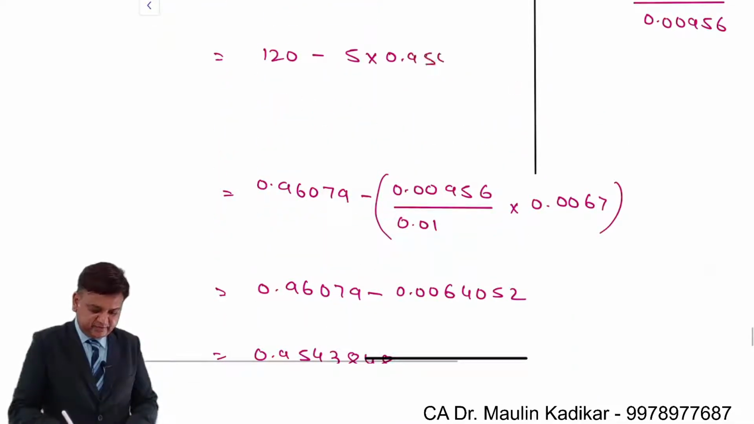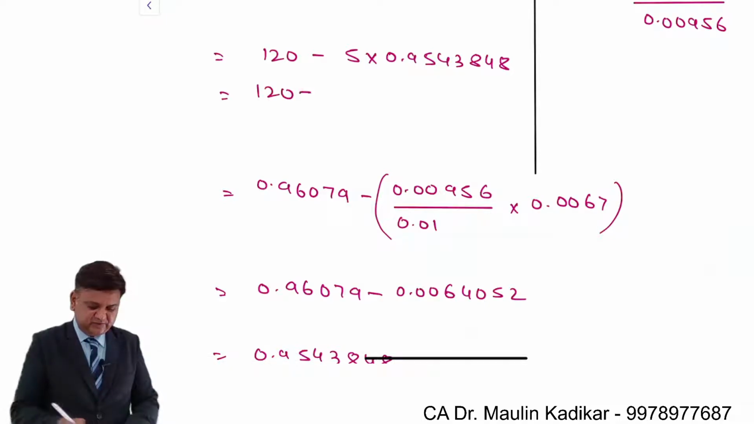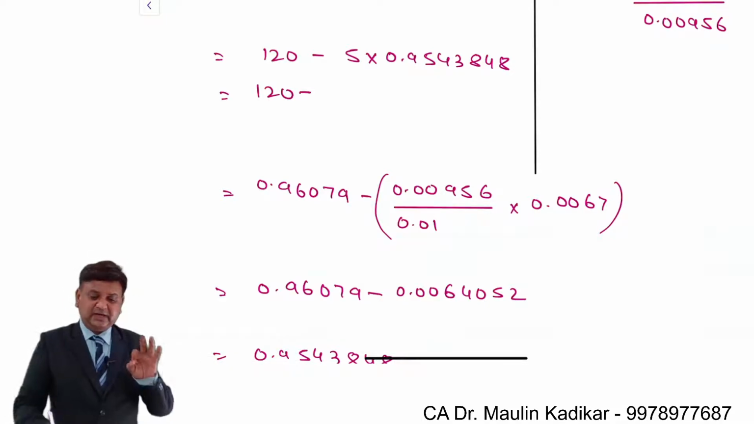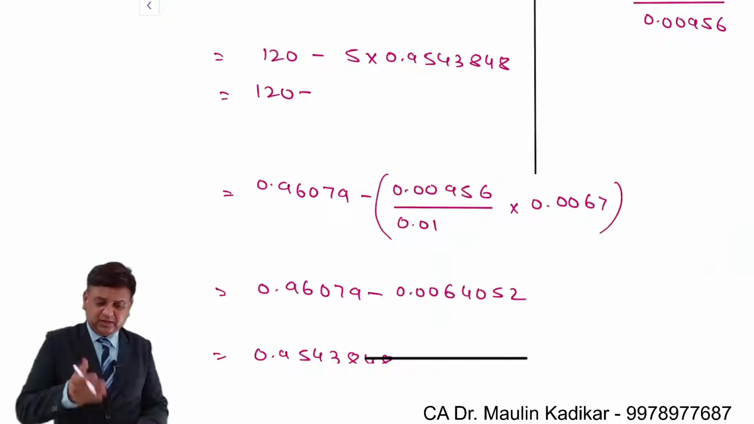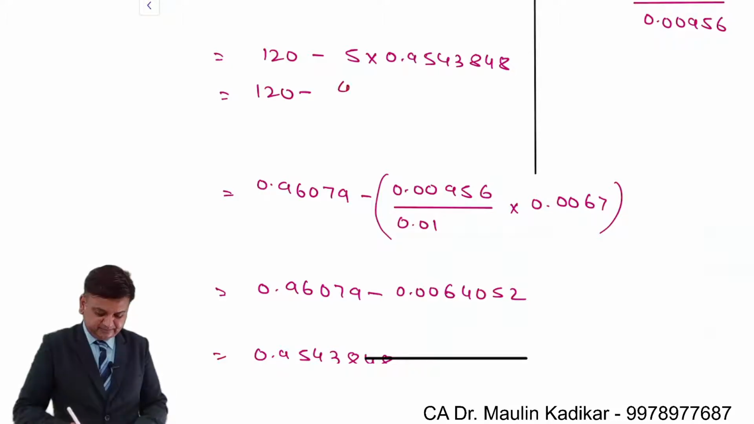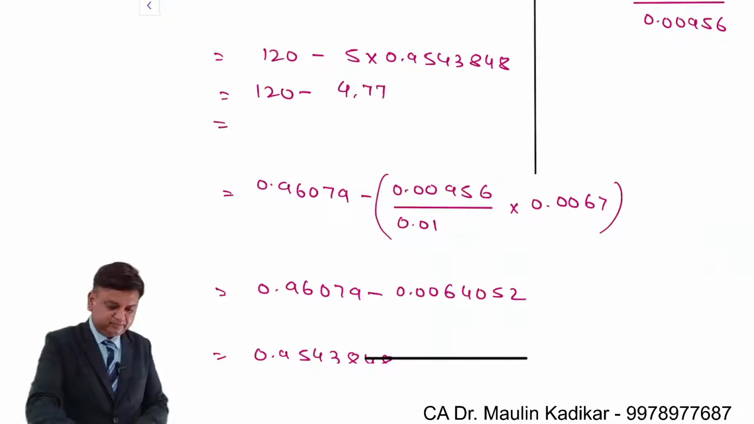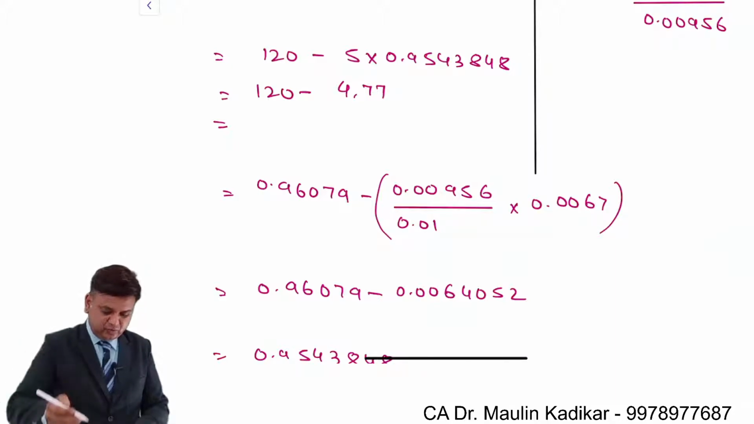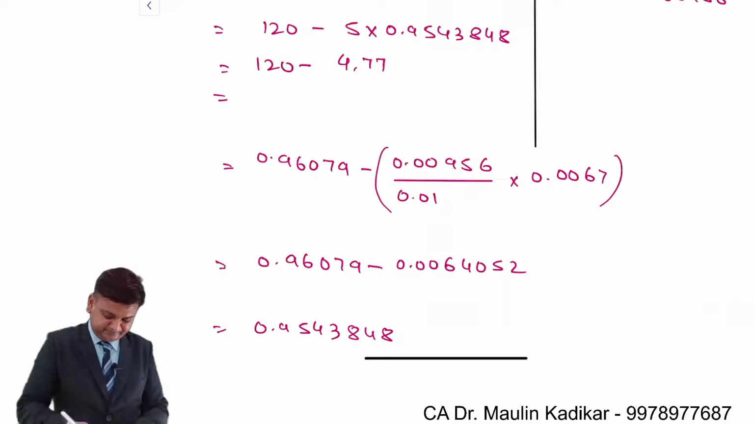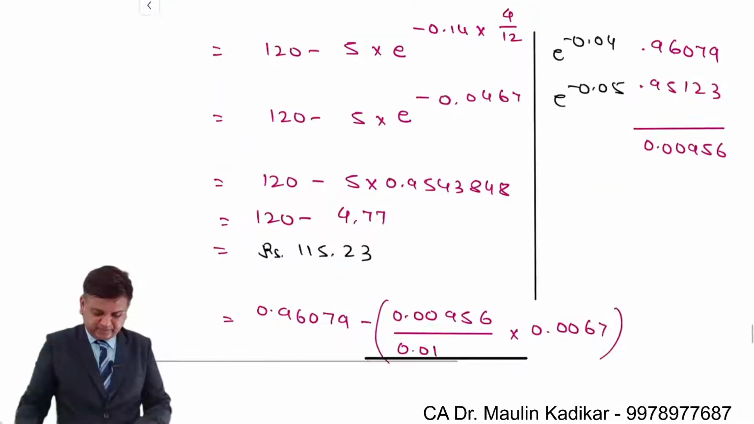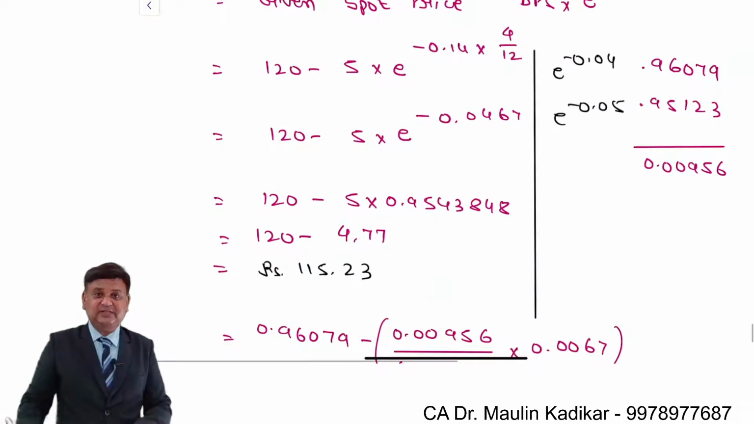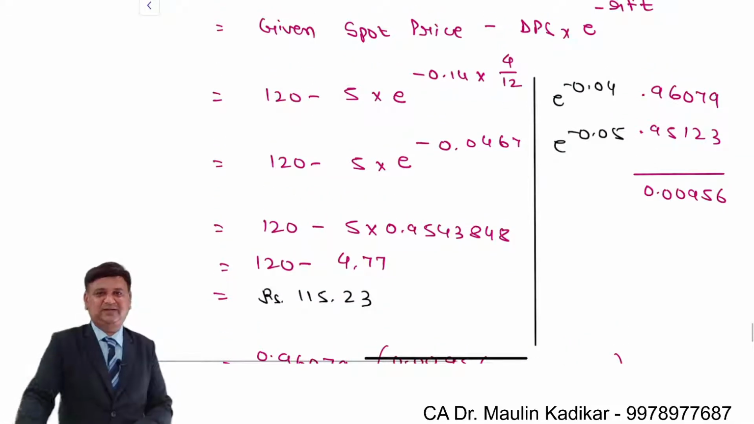So 0.9543848. So 120 minus 0.9543848 into 5, that is 4 rupees 77 paise. So 120 minus 4.77 comes to 115.23. That is the way we are required to compute the revised spot price in step number 1.